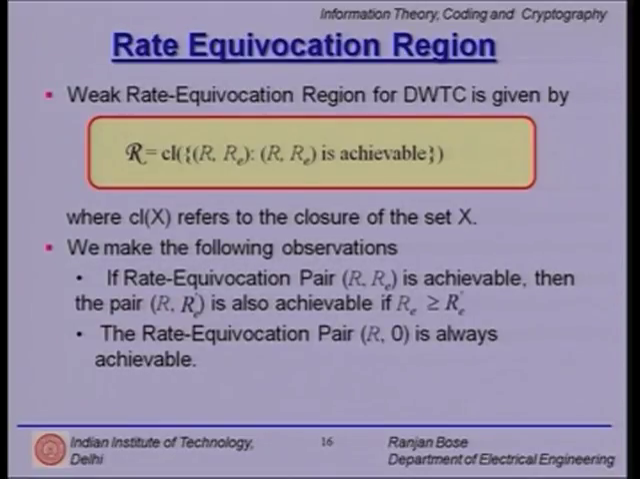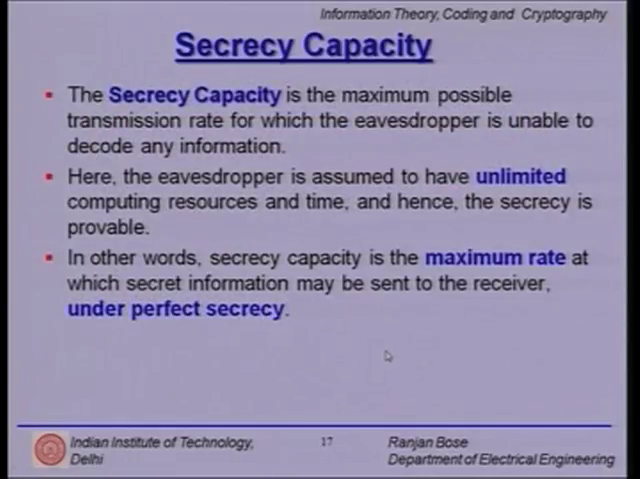Now, we also defined the rate equivocation region last time, where the weak rate equivocation region for the degraded wiretap channel is given by R as the closure over the set (R, R_E), where (R, R_E) is achievable. So, we made the observations that if the rate equivocation pair (R, R_E) is achievable, then the rate pair (R, R_E') is also achievable if R_E is greater than or equal to R_E'. And clearly, the rate equivocation pair (R, 0) is always achievable.